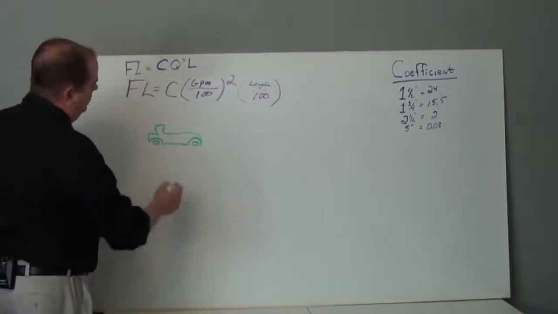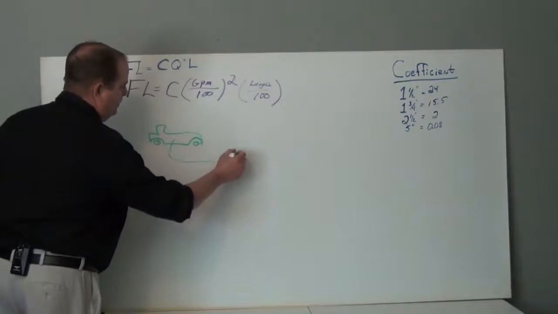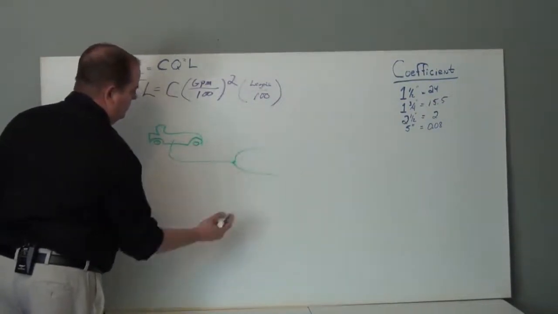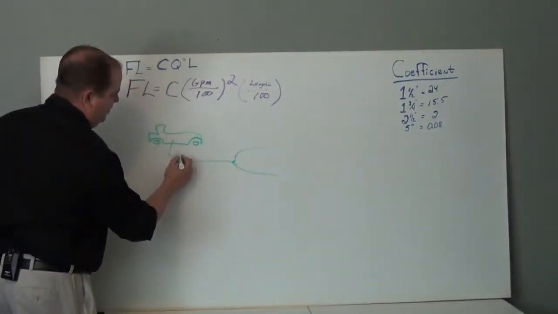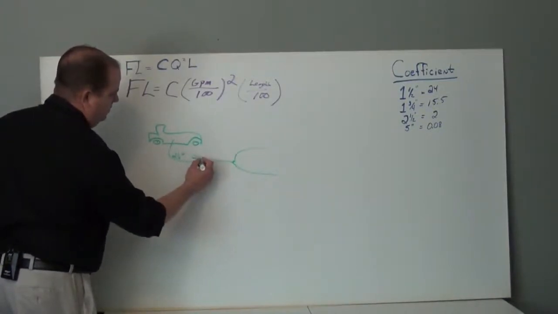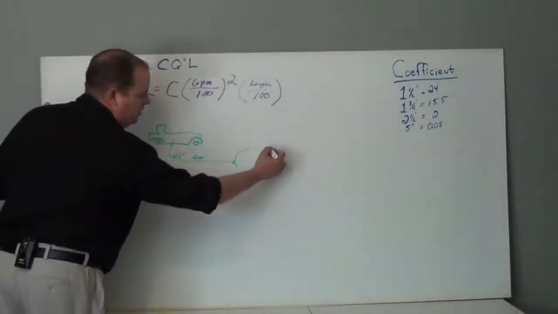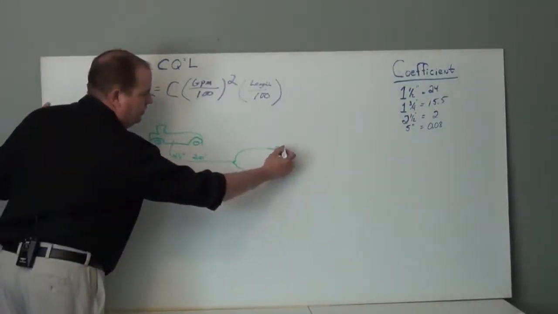Let's say you're running 2.5 inch hose off to a gated Y. I said this was 2.5 inch hose. Now let's say it's, I don't know, 200 feet. And then off of this, we're running, I don't know, let's say we did 200 feet off each one of these.